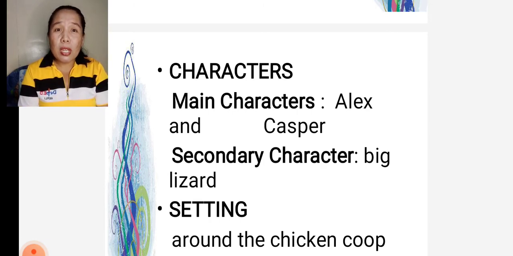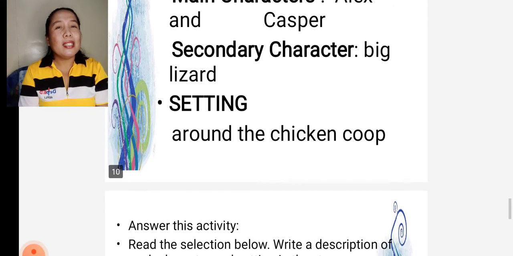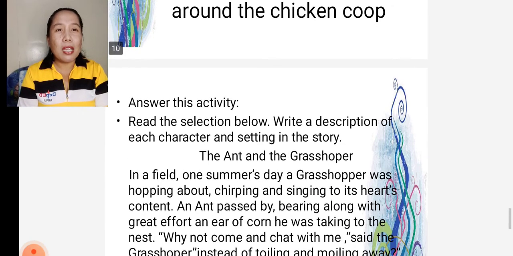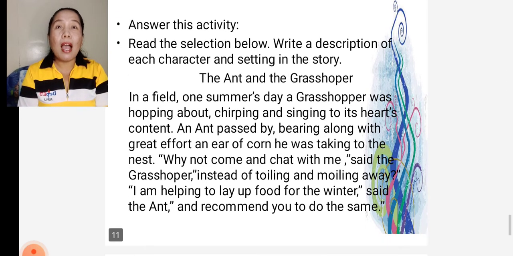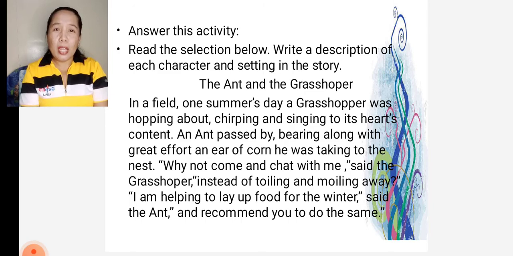And where do you think is the setting? So unsa itong setting? Diin nahitabo ang story? And the story took place around the chicken coop. By the way, class, coop is kurungan sa manok. So, in English, ang kurungan sa manok, mao na ang chicken coop. Okay. So, did you get it?